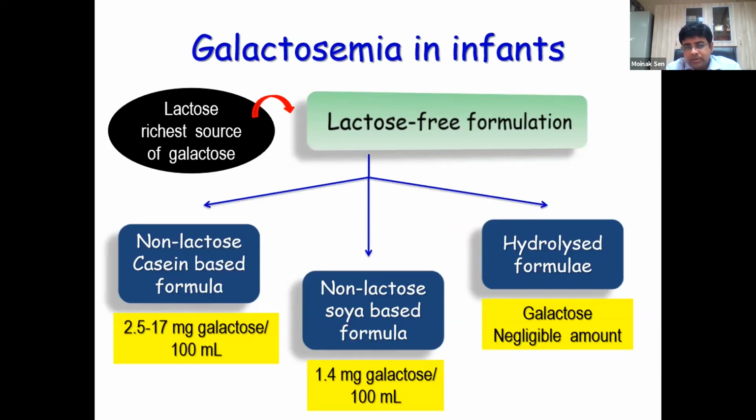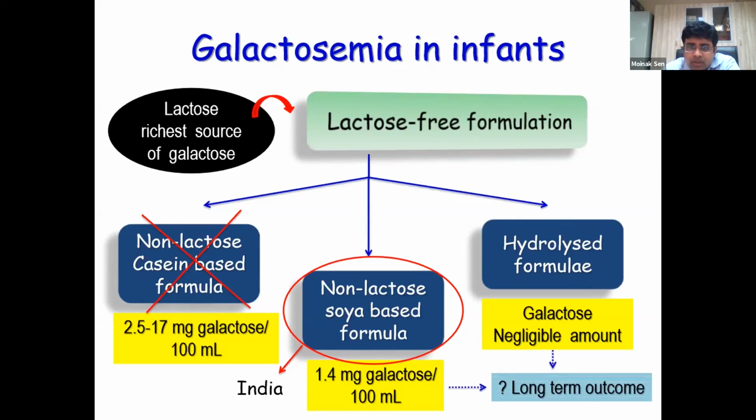Obviously, these are going to be small babies. So you have 3-4 options. The first one is a non-lactose casein-based formula, but casein itself contains a lot of galactose, so you're not going to use it. Second is a non-lactose soy-based formula, which contains very little galactose in India, and that is permissible, but there are some issues with it. The best is to use a hydrolyzed formula where galactose is in negligible amounts.